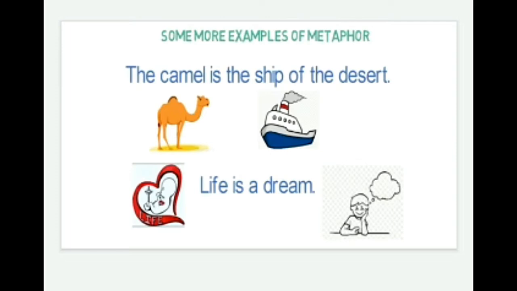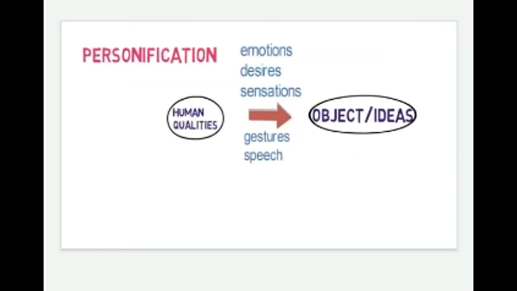The third one we are going to see is personification. What is personification? Can anyone tell? Yes, Augustine. Very good. Personification is nothing but human qualities compared to an object or idea, for example emotions, desires, sensations, gestures or speech. So when human qualities are given to an object or idea, that is personification.